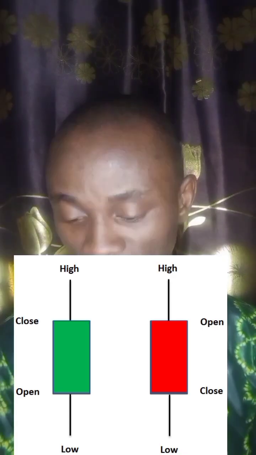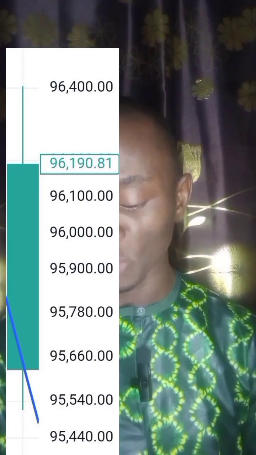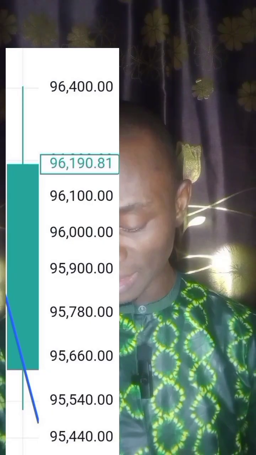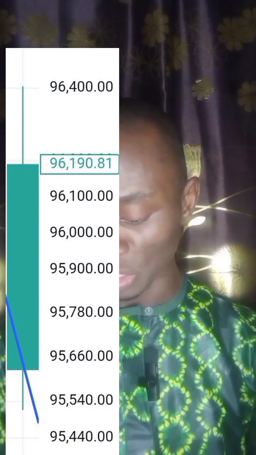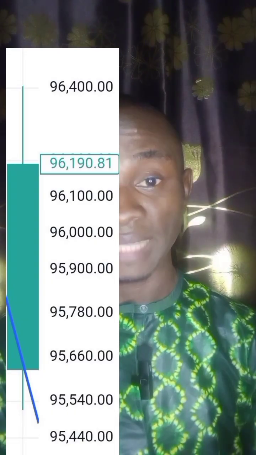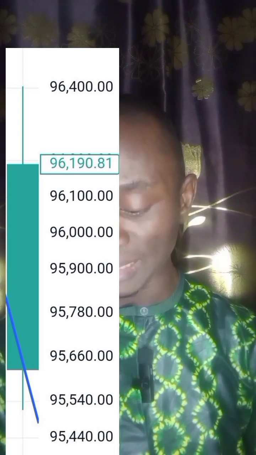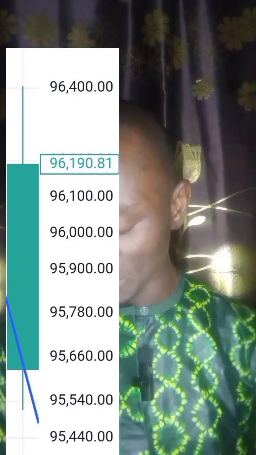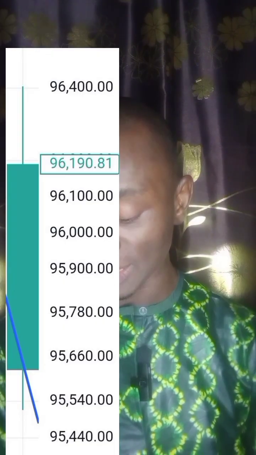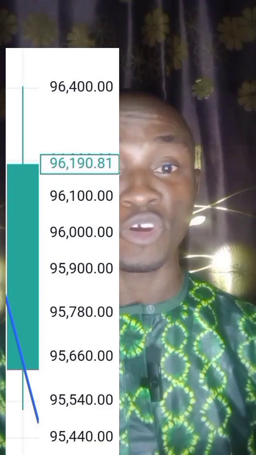Okay guys, let us look at a real example on this candle you are seeing here. The highest amount that this candle actually reached in this time frame is $96,400. You can see it, guys, and if you come down, the lowest amount that it reaches is somewhere around $95,500. That is the high and the low. While where you are seeing $96,190 is the closing price, and if you come down, you will see that the opening price is actually below $95,660. So that is the high, the low, the closing, and the opening price of this candle you are seeing here.